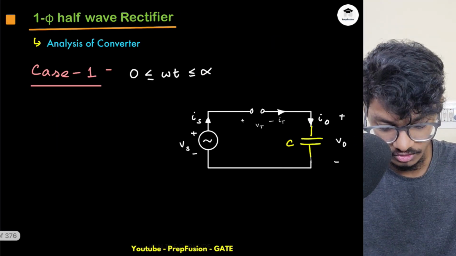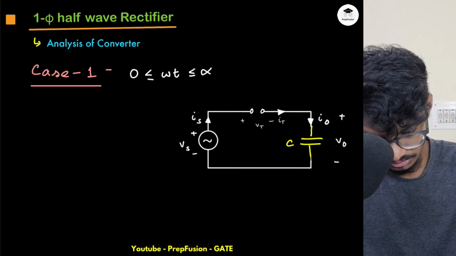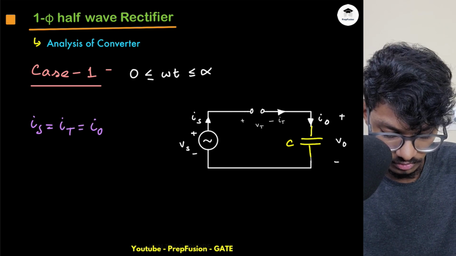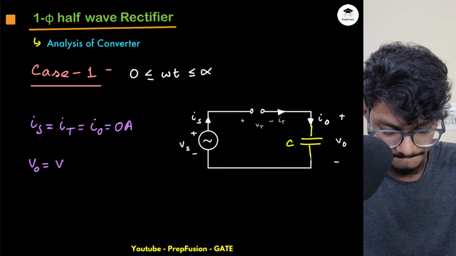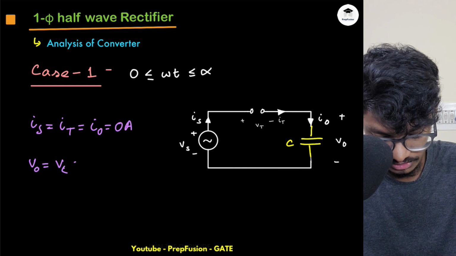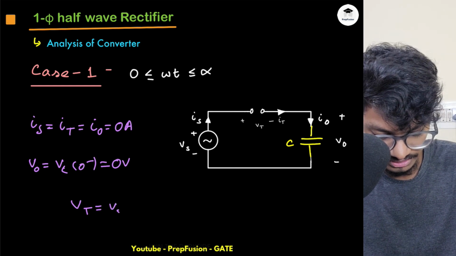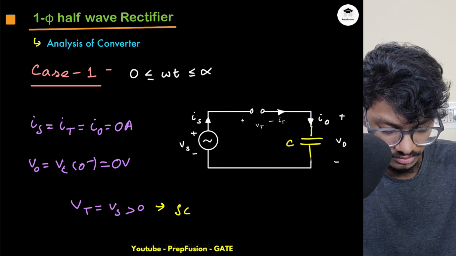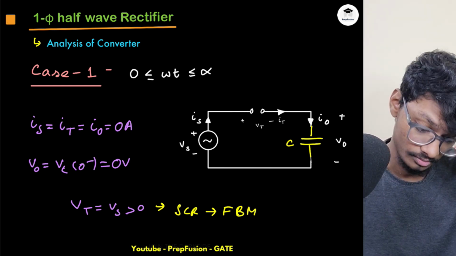So case 1 is pretty simple. From 0 to alpha, this is off and nothing is happening. Basically my IS is equal to my IT is equal to my IO is equal to 0 amperes. And my VO is equal to VC of 0 plus, VC of 0 minus, that is 0 volts only, because the capacitor voltage will remain at that, and my VT is equal to VS, and as VS is positive, it is proved that my SCR will be in forward blocking mode.